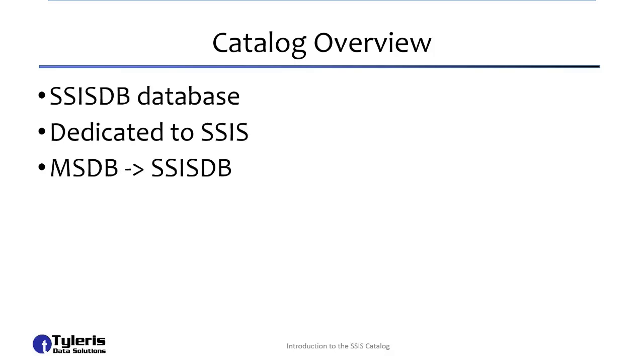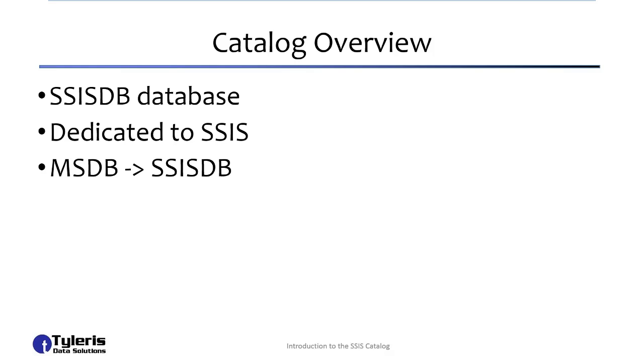The catalog lives in a database called SSIS-DB. It's not created by default. You have to actually go through the exercise of creating it. Even if you install the SSIS components, the catalog will not be there. Good news is that creating it is about a 15-second process. It's maybe 4 or 5 clicks that it takes to create that. That database is dedicated to the SSIS-DB assets.